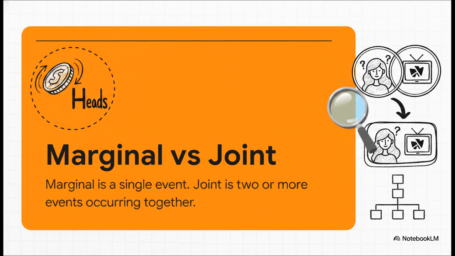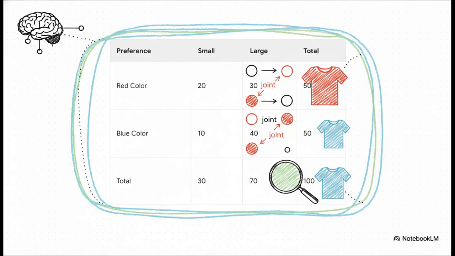This looks at multiple events happening at the exact same time. For example, calculating the probability of a person being both female and tuning into a highly specific reality TV show on a Tuesday night. It's two distinct factors intersecting. We can see this perfectly with a practical example straight from Problem Set 4. Imagine we have data on 100 customers buying t-shirts.